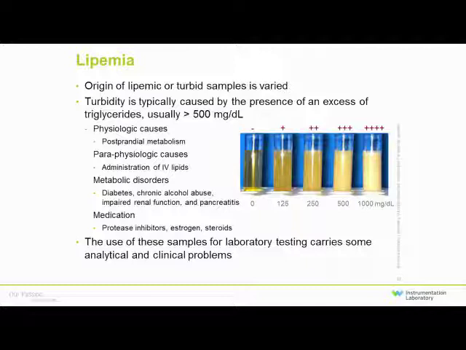Lipemia can occur for many reasons. Typically, you see this turbidity when there's an excess of triglycerides, in excess of 500. It's multifactorial, so you can see physiologic causes, like in the setting of postprandial metabolism, which is why most testing is done fasting. Paraphysiologic causes, if there's administration of IV lipids, like in TPN, or total parenteral nutrition in some patients. Metabolic disorders, like in diabetes, chronic alcohol abuse, impaired renal function, and pancreatitis. And it's also associated with some medications, which include treatment with protease inhibitors, estrogen, and steroids.